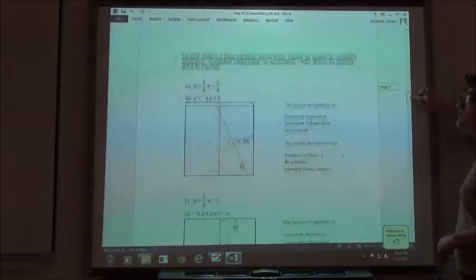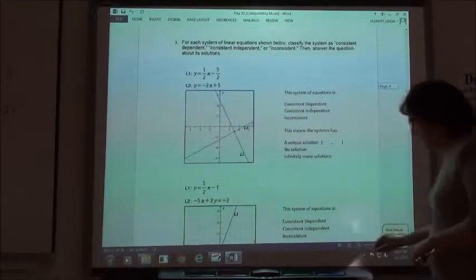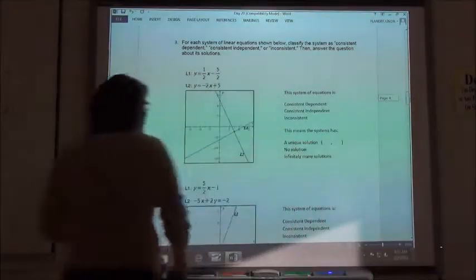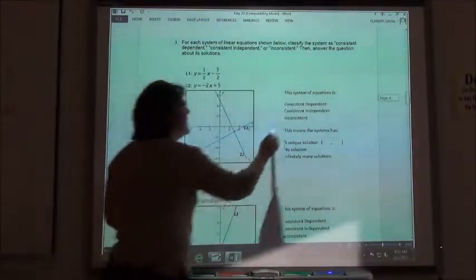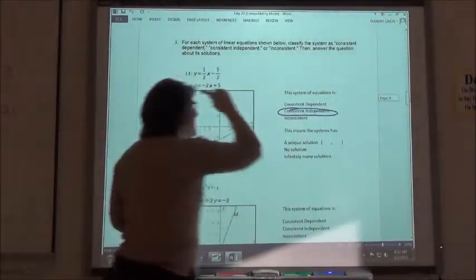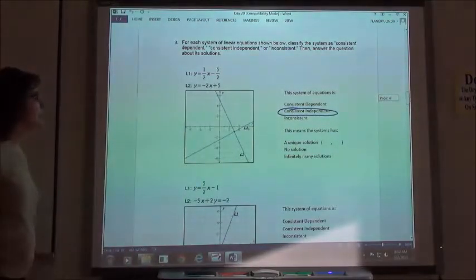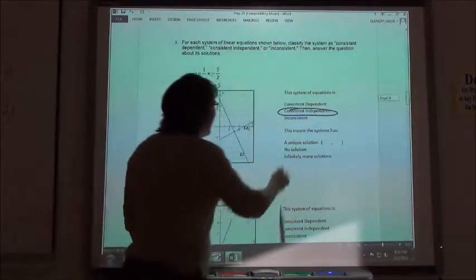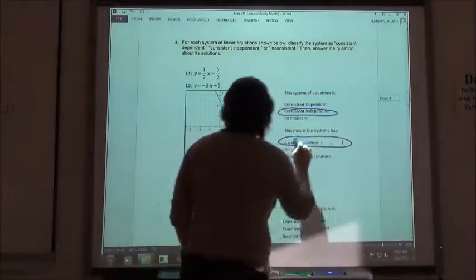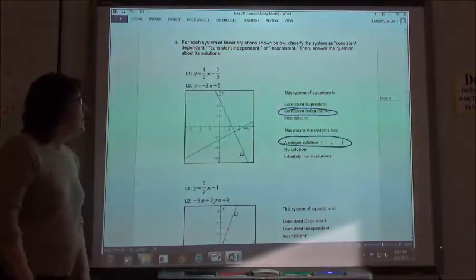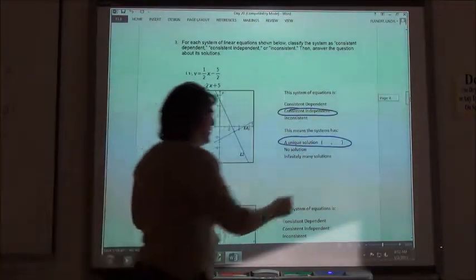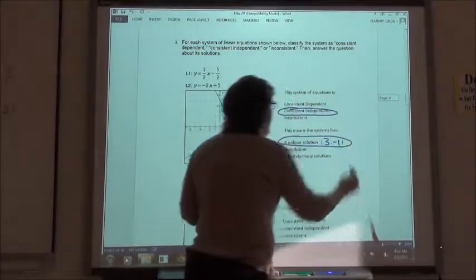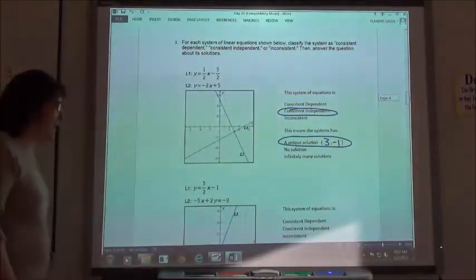And 3 more of those. Number 3 there. The first one is which kind? Consistent independent, and has a unique solution at 3, -1. Across there at 3, -1.